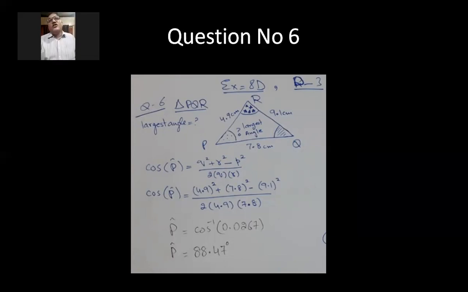So in your calculator, you will write 4.9 square plus 7.8 square minus 9.1 square equals, divided by 2, divided by 4.9, divided by 7.8, equals. So the angle P will be equal to, then you will write shift cos, answer, equals, and the angle P will be 88.47. So this is how you will do question number 6.